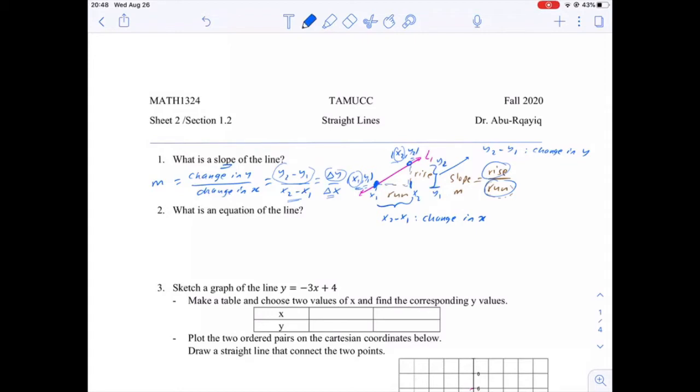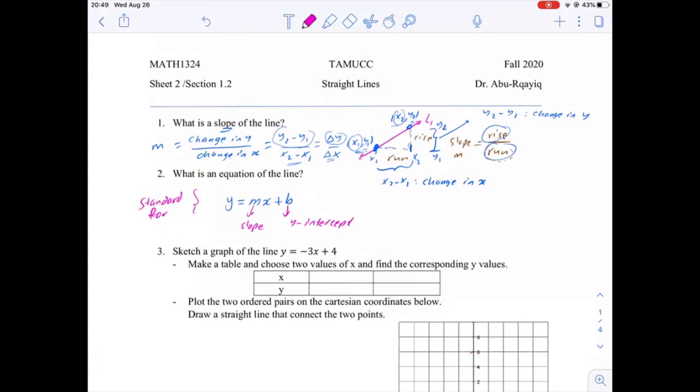Now, what is an equation of the line? If we have a line, how to find the equation? The equation in the standard form can be written as y equals mx plus b, where m is the slope. So the slope, this is the standard form of the equation of the line. So m is the slope, b is the y-intercept. So in order to write the equation of the line, all we need to do is to find m and b. We can find m using this formula, especially if we know 2 points.